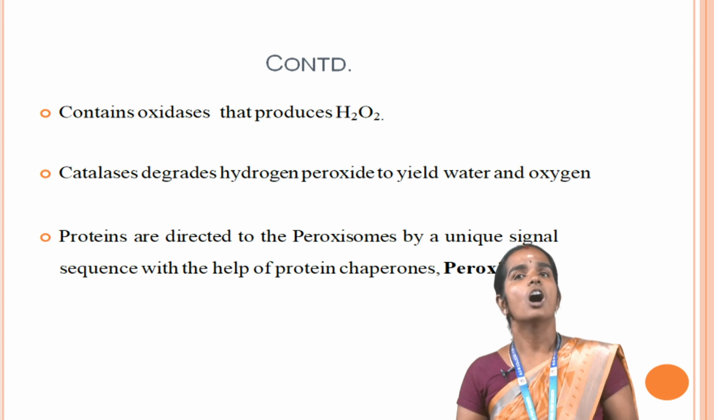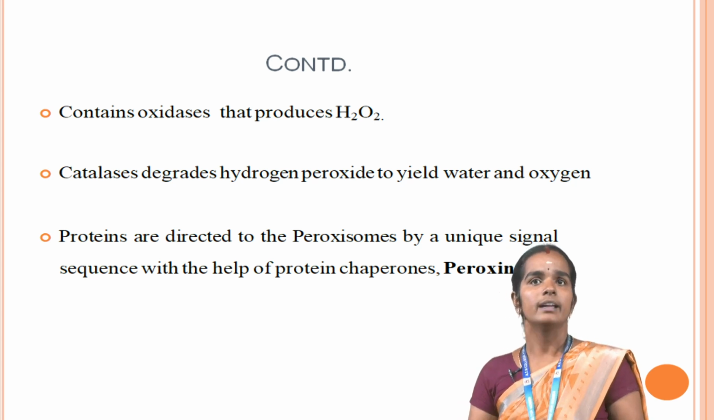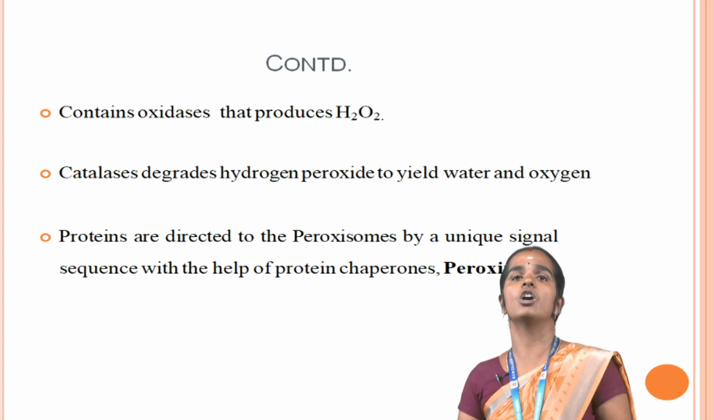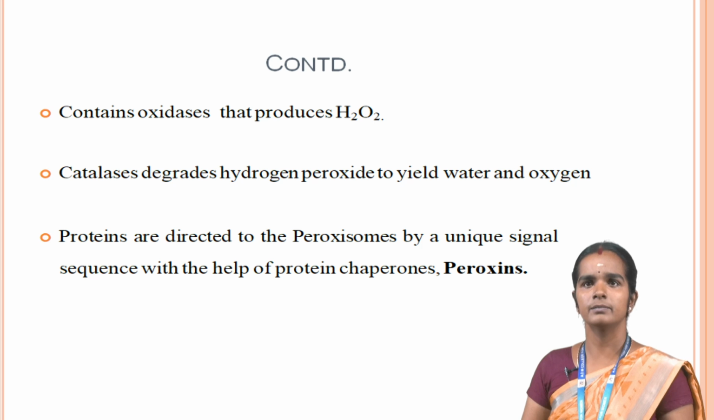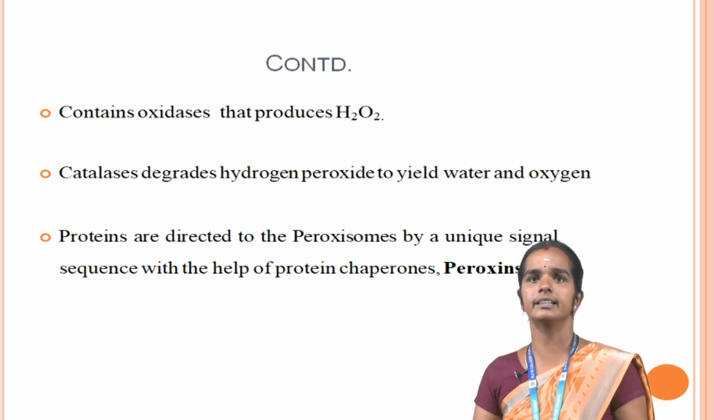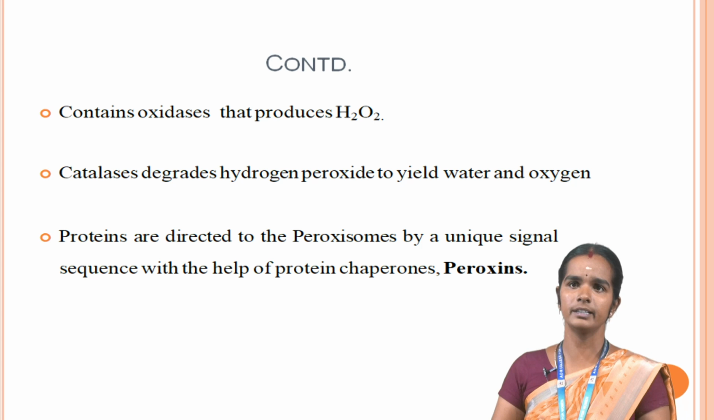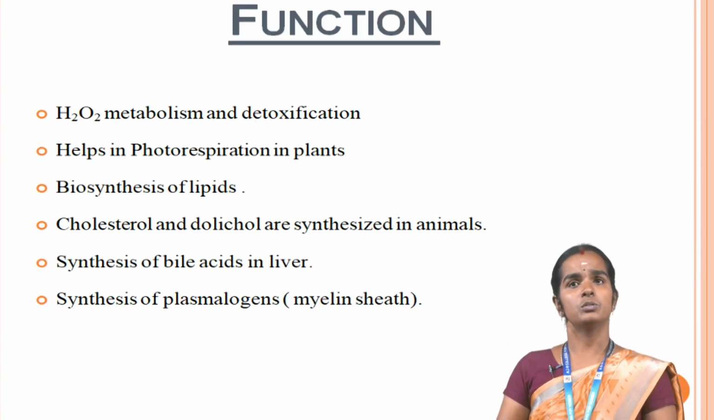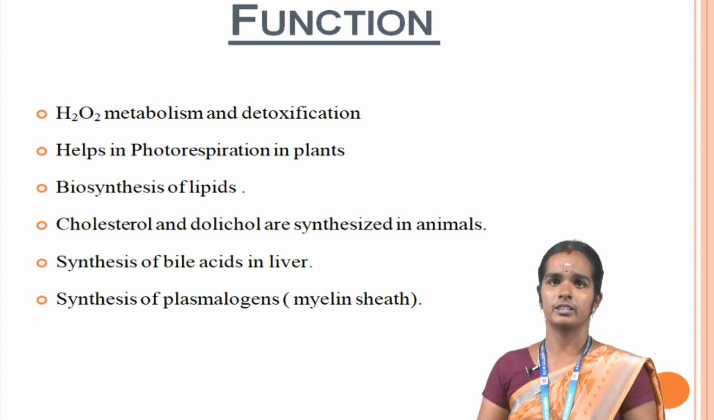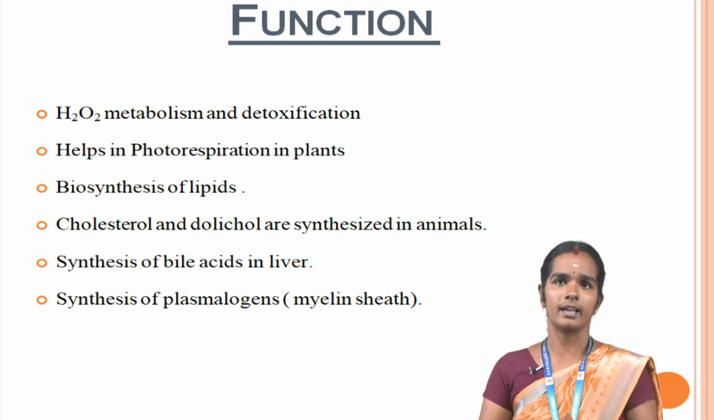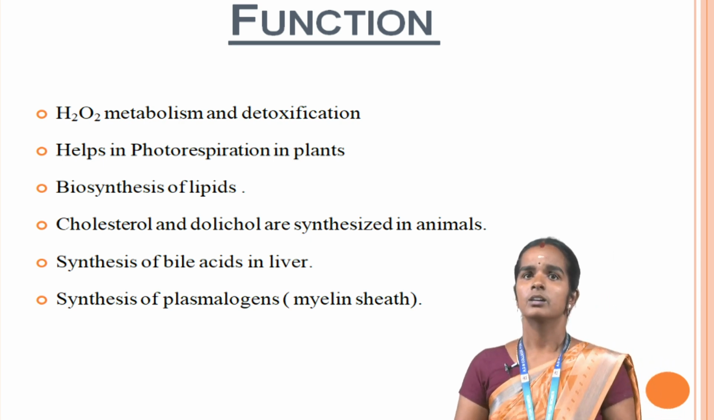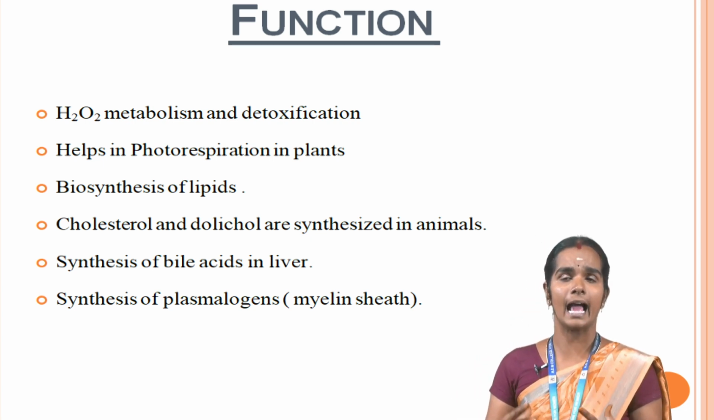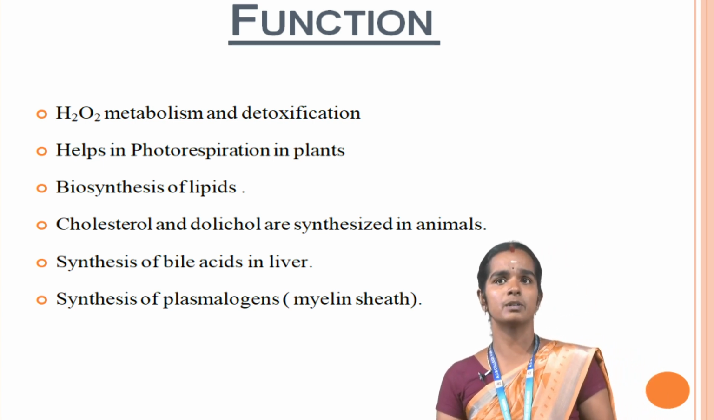Okay. Contains oxidase that produces H2O2. Catalase degrades hydrogen peroxide to yield water and oxygen. Proteins are directed to the peroxisome by a unique signal sequence with the help of proteins called peroxins. This is the function. H2O2 metabolism and detoxification, help in photorespiration in plants, biosynthesis of lipids, cholesterol and alcohol are synthesized in animals, synthesis of bile acid in liver, synthesis of plasmalogens.